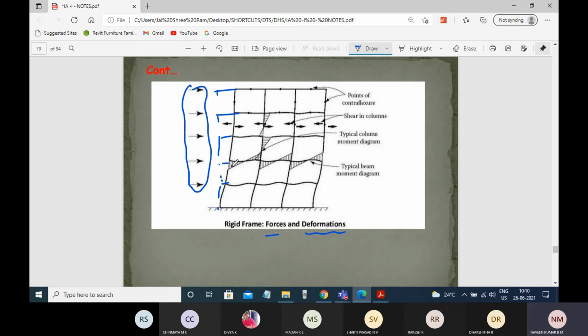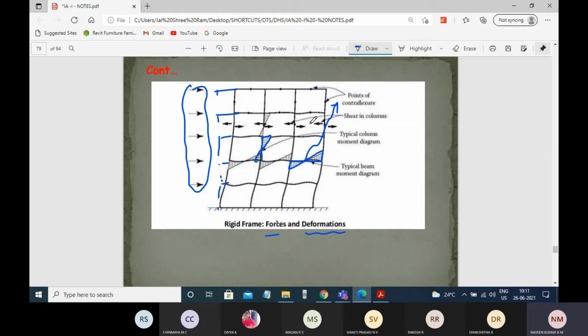For these external forces, you'll get the member forces. The member forces are bending moment as well as shear force. The shear force will be something like this, and the bending moment will be something like this. So these are all the member forces, right? Usually after analysis, you will get the bending moment as well as shear force. Here, the point of contraflexure, I hope you know that, is where the bending moment will be zero.